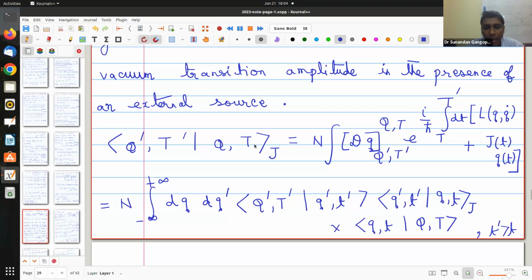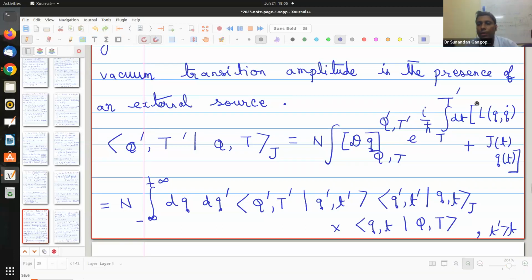Obviously, T' is a time which is greater than capital T, and you can write it in some path integral form. Previously we were talking about this object where there was no source, but now we are talking about it in the presence of an external source J, and you can define it in an analogous way as we did earlier in step 2. There is some normalization constant, and a path integral over Q. These are the boundary conditions on the path integral measure. Sorry, there is a small error here which I want to correct. This will not be there, and this will not be there. So this will be Q,T, and this will be Q',T'. Okay, now everything is fine.